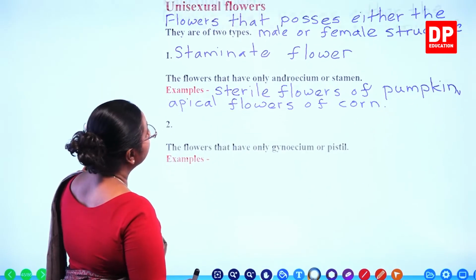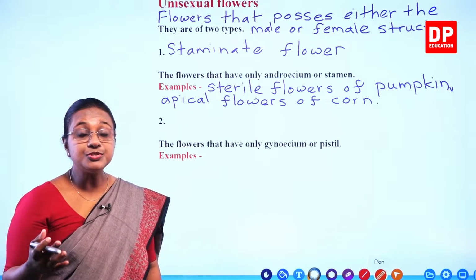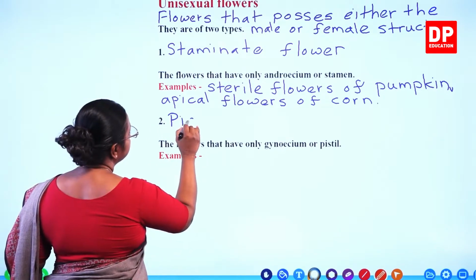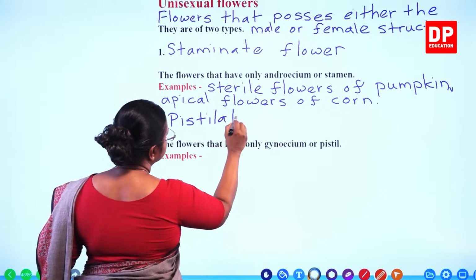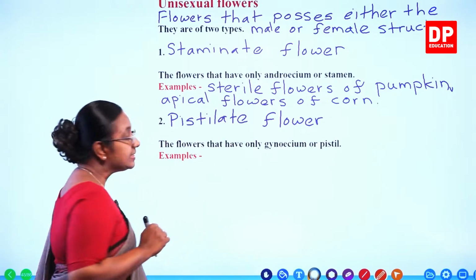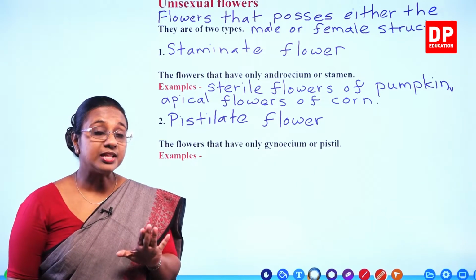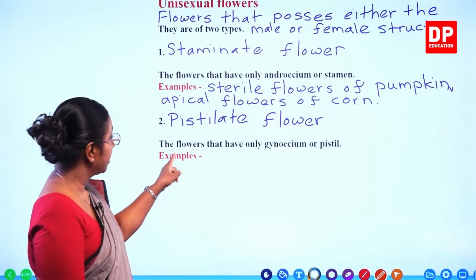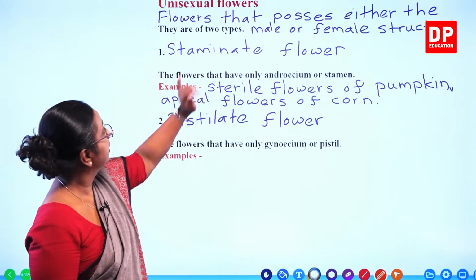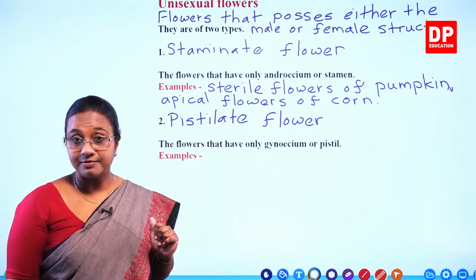Then, if we look at the second type, as I told you all, this has the gynoecium or the pistil. So we call it the pistillate flower. Second type is pistillate flower. The flowers that have only gynoecium or pistil are the female reproductive structures. Gynoecium or pistil, pistillate flower. The same plants, both the pumpkin flower and corn flower, have the pistillate flowers as well.